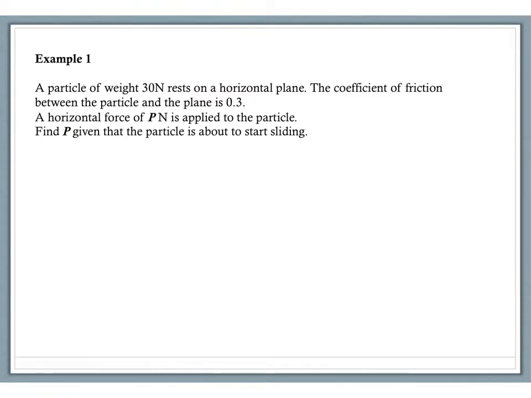Let's do some examples. We're going to sketch a force diagram for each of these examples. So a particle of weight 30 newtons rests on a horizontal plane. I'm going to put in a normal reaction force vertically upwards like that. The coefficient of friction between the particle and the plane is 0.3, so mu equals 0.3. A horizontal force of P newtons is applied to the particle. Find P given that the particle is about to start sliding.